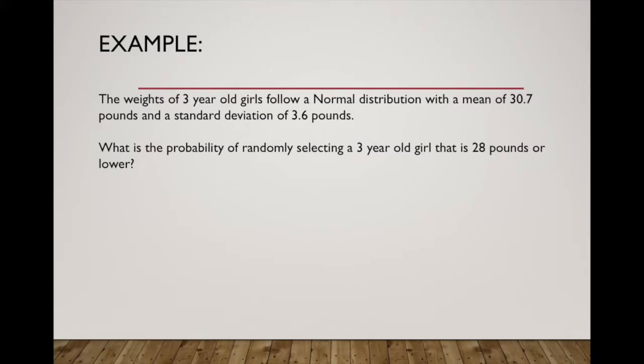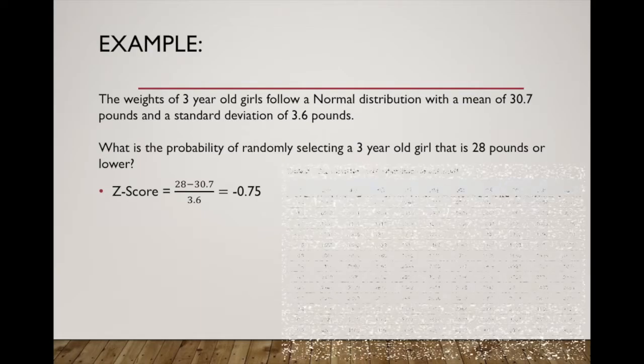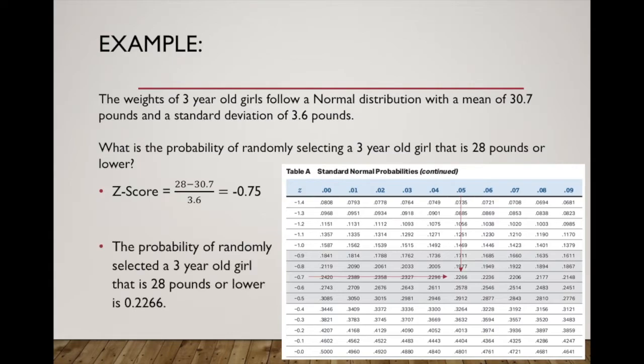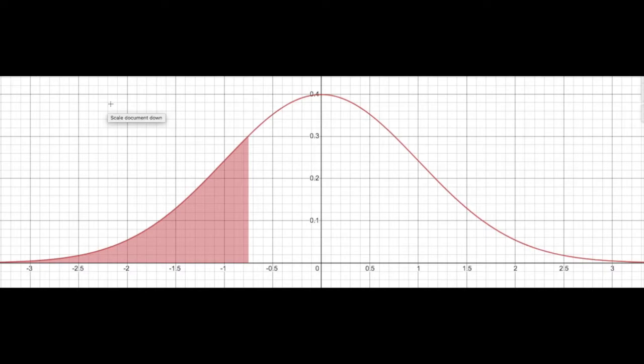One way to do it, we would need to calculate the z-score. Using the z-score formula, we'd get 28 minus 30.7 divided by the standard deviation of 3.6, and we would get negative 0.75 as our z-score. We would then need to go to our z-score table and find the probability associated. We would find that the probability of randomly selecting a 3-year-old girl that is 28 pounds or lower is 0.2266.